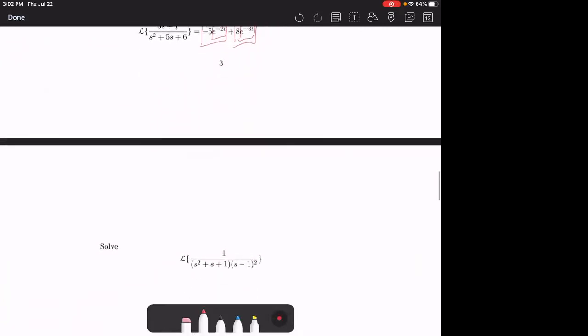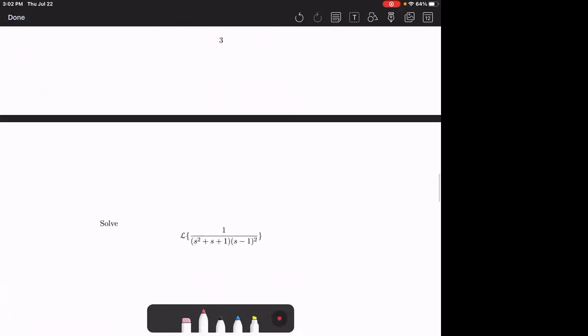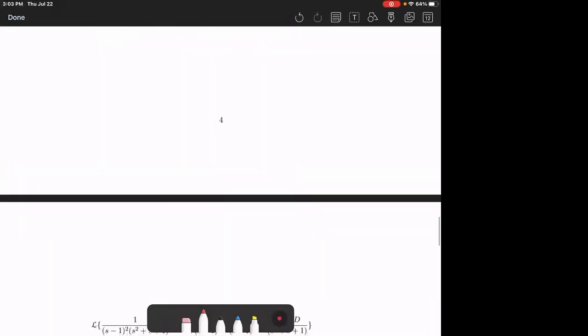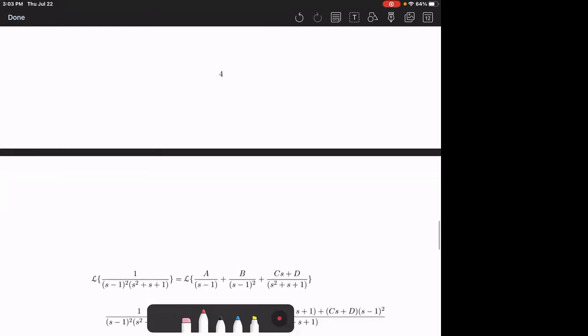Okay, we've got one final example, and this is really going to tie together everything that we've learned about Laplace transforms. The Laplace of 1 over (s squared plus s plus 1) times (s minus 1) squared. So we're going to use partial fractions.